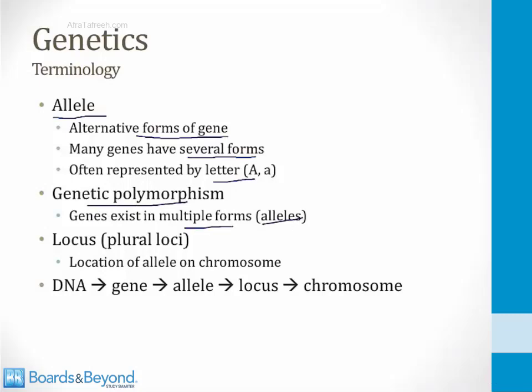When we discuss the locus of a gene, the plural is loci, we're talking about the location of the allele on a chromosome. That's what the word locus means. So don't get confused. Remember that our cells contain DNA, which makes up our genes. Genes are found in multiple different forms called alleles. Each allele is located at a particular spot on a chromosome called a locus, and you can find the loci for various genes on particular chromosomes.